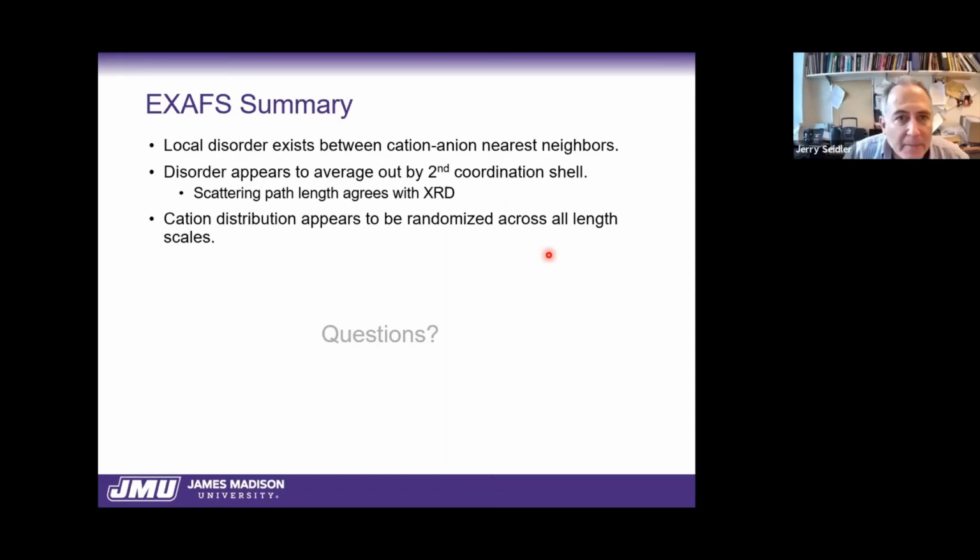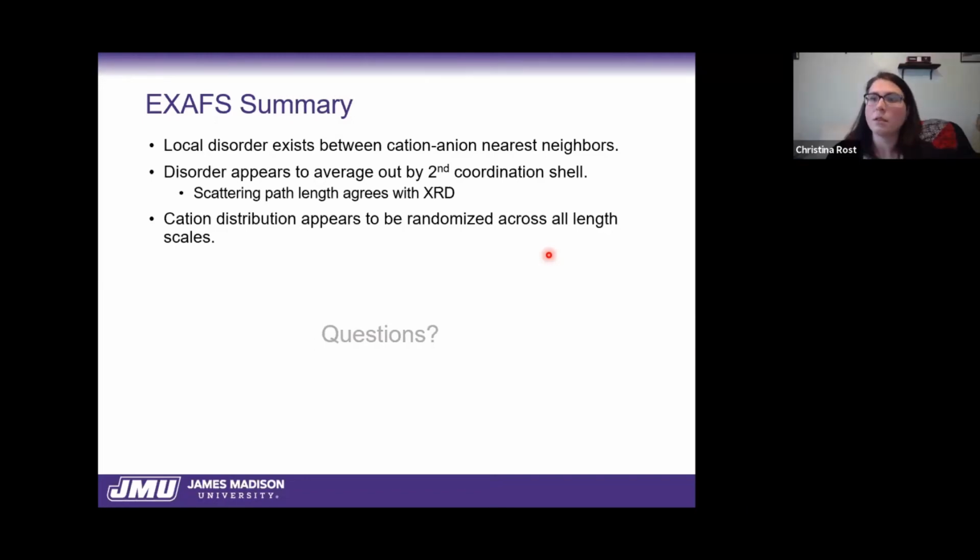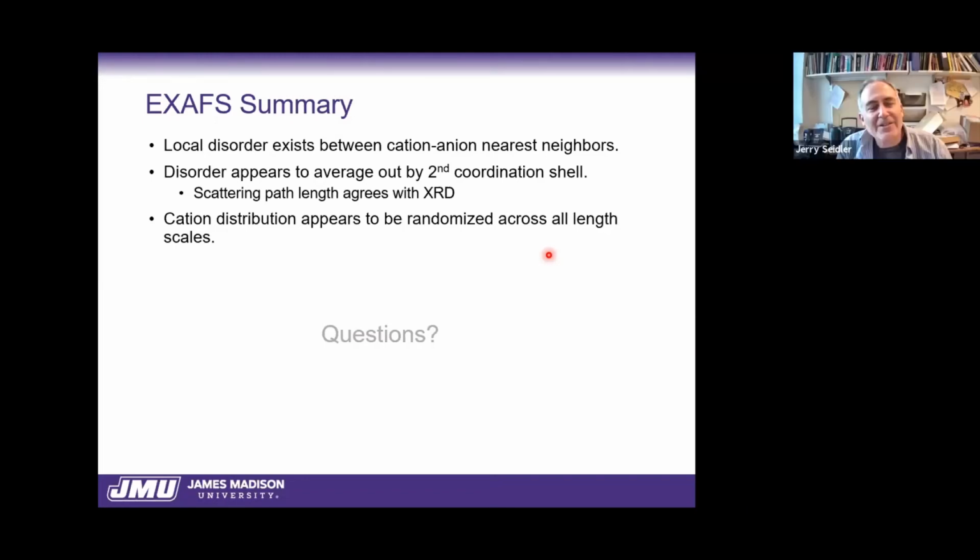Really interesting. I have a few questions while people are typing theirs in. Thus far in the talk, you've only addressed systems that are stoichiometric with respect to the oxygen, if I understand. Am I right about that? Yes. Okay. Well, what does oxygen deficiency do? And is that a knob that you can easily tune?